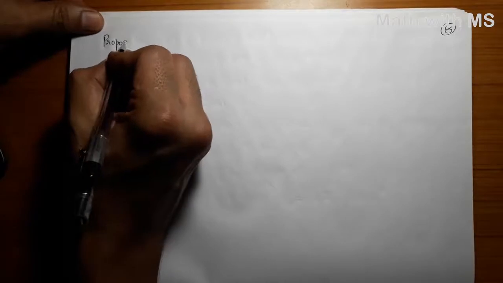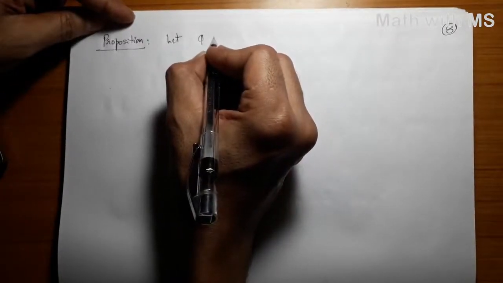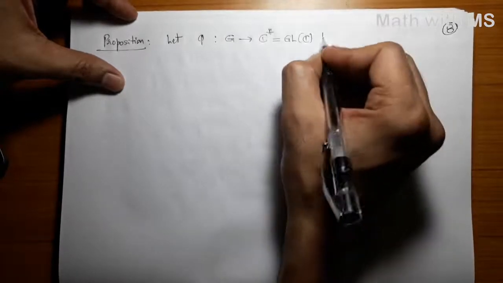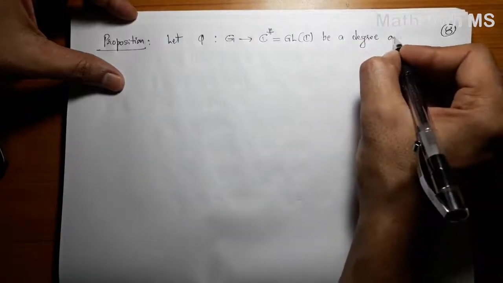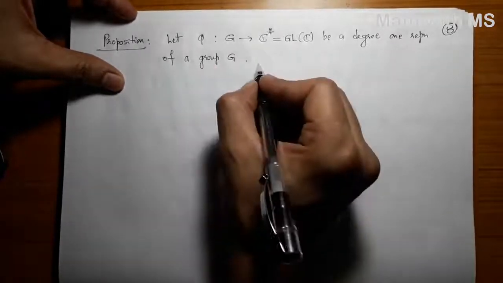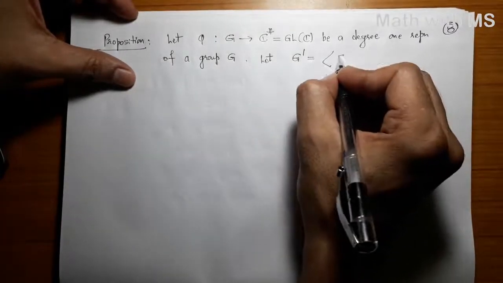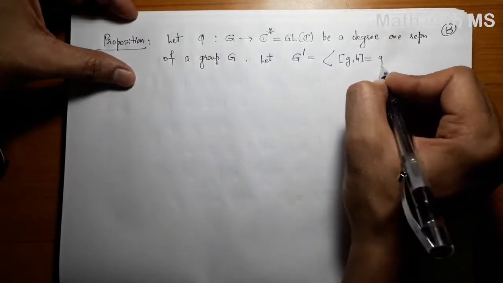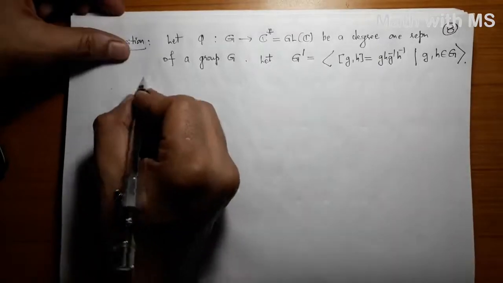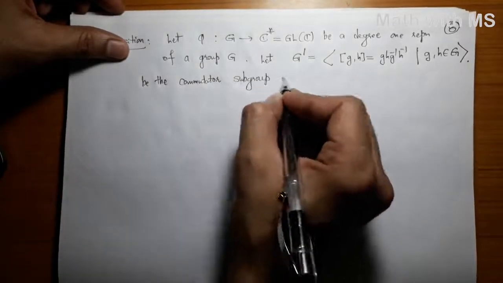So, proposition: let phi from G to C star, which is GL_1(C), be a degree 1 representation of a group G. Okay, and let G prime be the commutator subgroup of G. You may recall that the commutator subgroup is the subgroup generated by commutators [G,H], which by definition is G H G inverse H inverse, where G and H are elements of the group G. Okay, it's a normal subgroup of the group G.